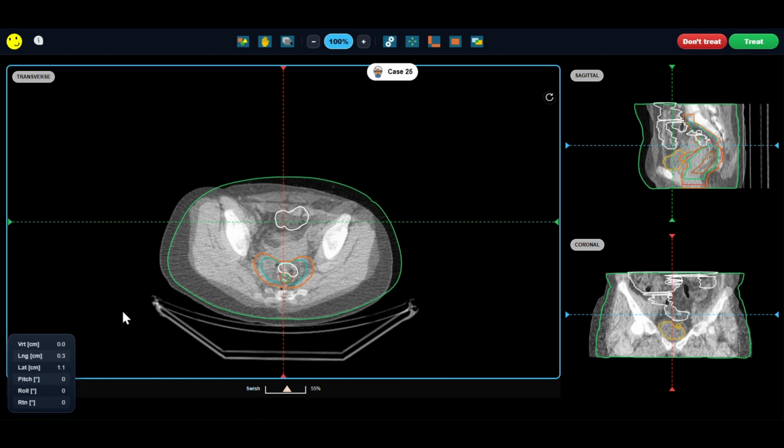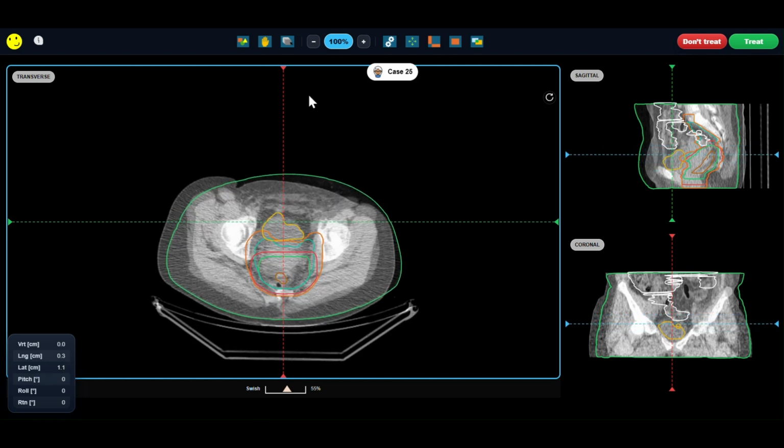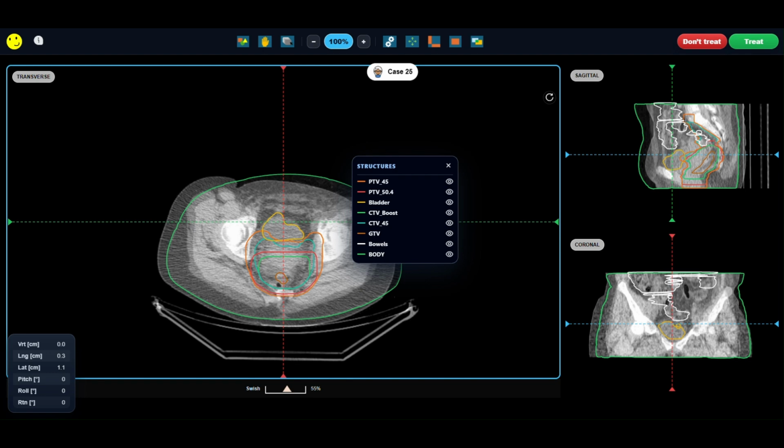Hey radiotherapy students, in today's video we're going to work through a rectum radiotherapy image match case step by step, and I'm going to do this with the assumption that you have no knowledge of radiotherapy.